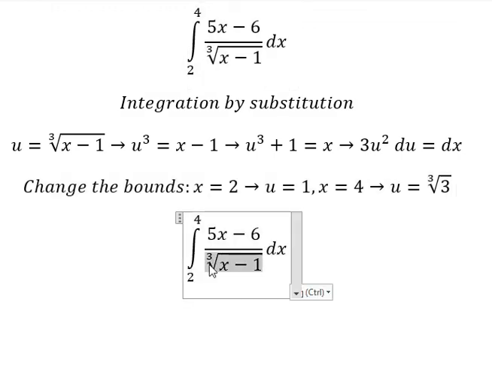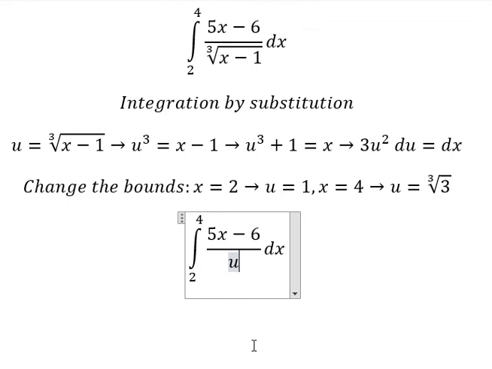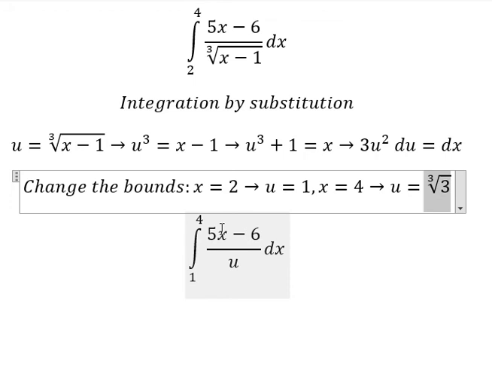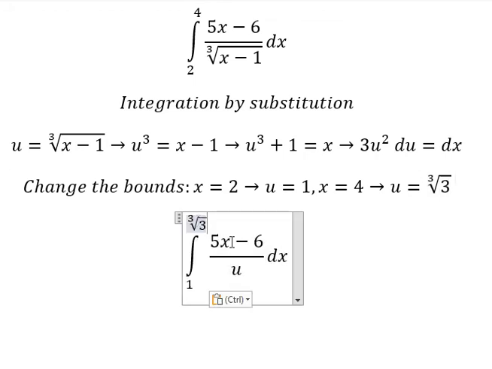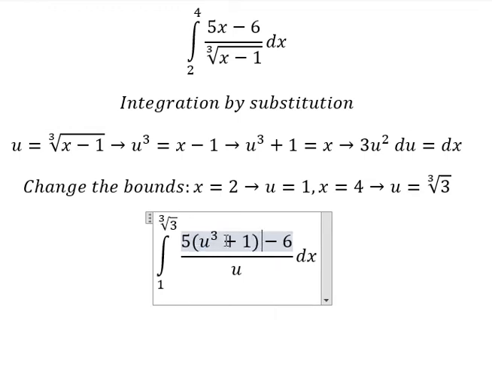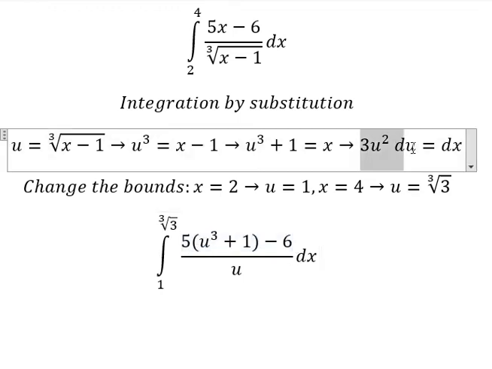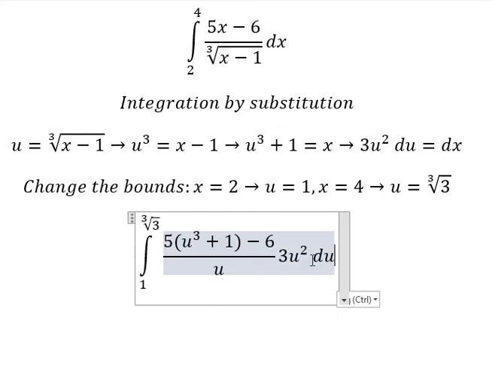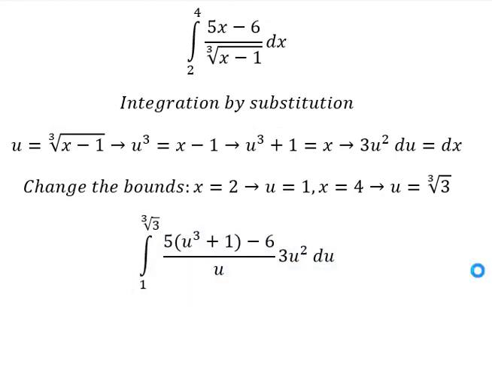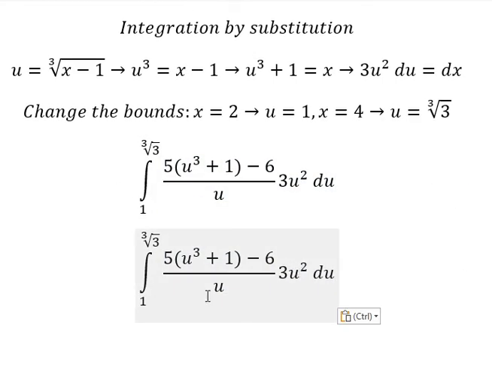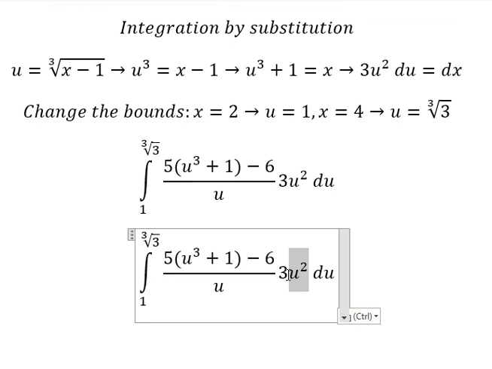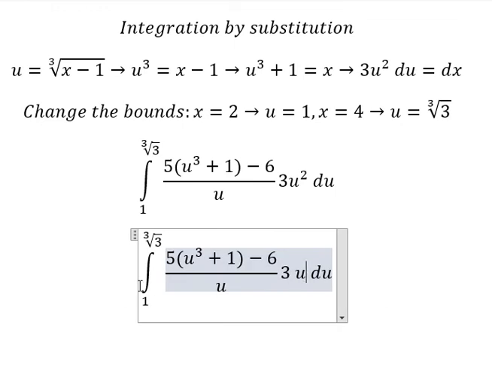So this one we change by u. 2 we change by 1. 4 we change by this one. The s we change by this one. So u squared divided by u, we have u in here. Number 3 I will put in here.